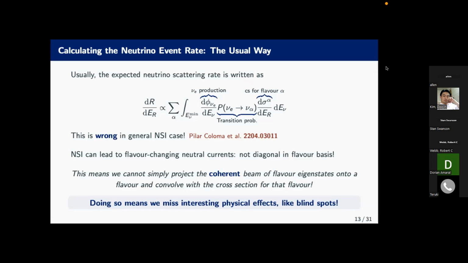You can't just say that you have a muon neutrino and project it onto the muon with a muon cross section. You have some superposition of different flavor eigenstates. And you have to have some way of capturing the correlation that you can get between different flavor eigenstates.